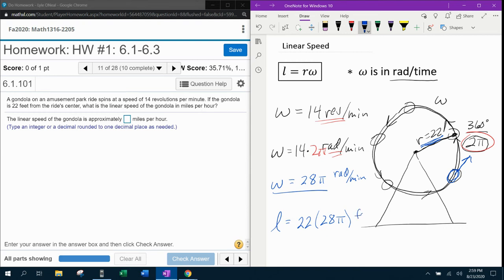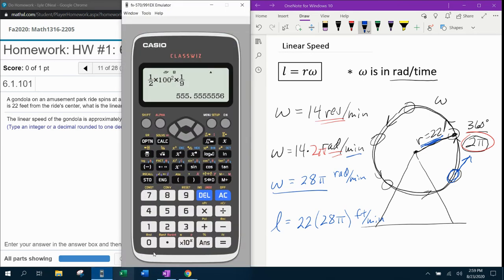And since that's going to be linear speed now, that's going to be feet per minute, because the radius was measured in feet and the time unit was measured in minutes. So that's going to give us feet per minute. And let's grab the handy dandy calculator and see what we get. So 22 times 28 pi equals 616 pi feet per minute.